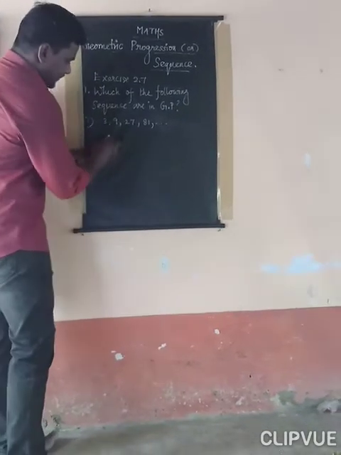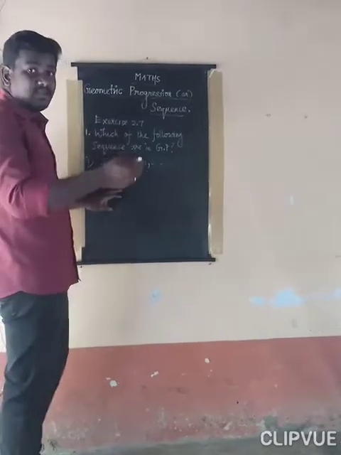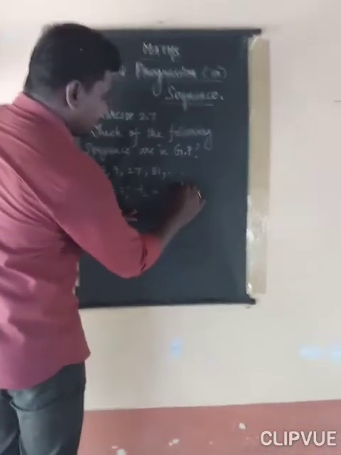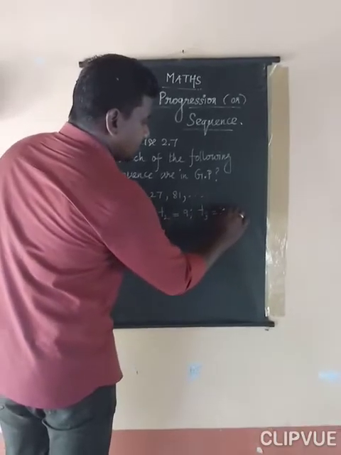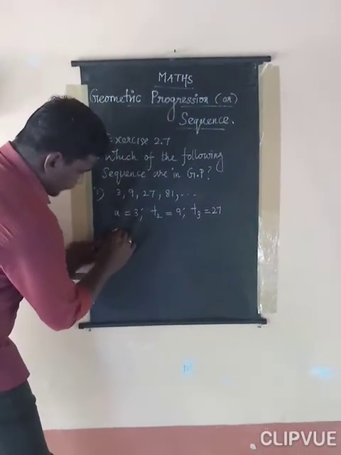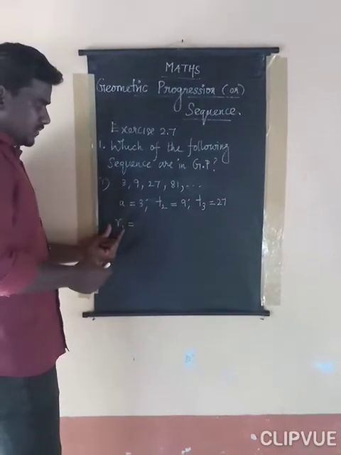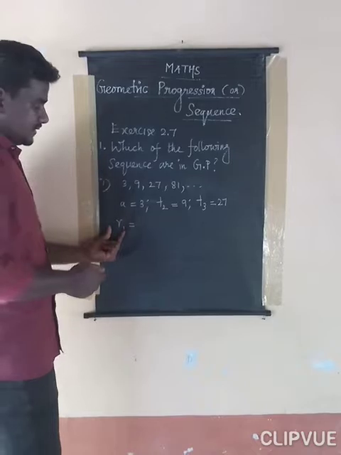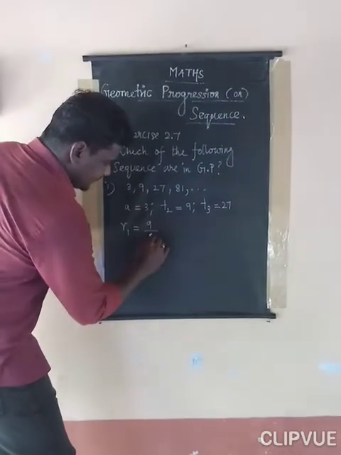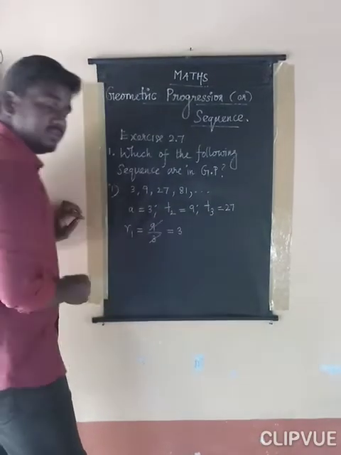Let's verify it. The first term, you know that A is equal to 3. The second term, T2, is equal to 9. Term 3 is equal to 27. Term 4 is equal to 81. So first, R1, I told you clearly, this is the first ratio. It is the ratio between the second term and the first term. So the second term is 9, divided by the first term 3. If you cancel, you get the value 3.